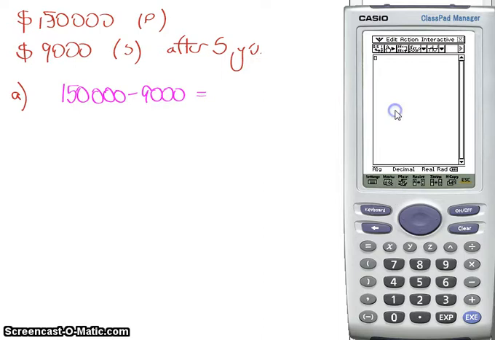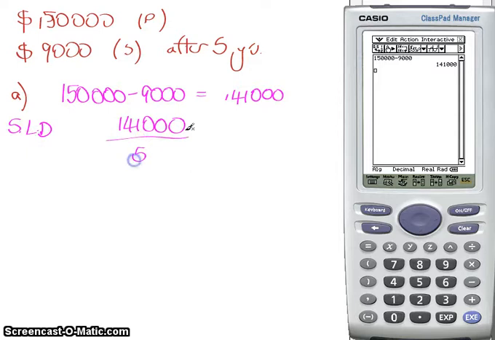Over here in my CAS, that's $141,000. And straight line is, of course, constant, so it's the same amount each year. So to work out the straight line depreciation is going to be the $141,000 divided by 5 years. And I'm going to lose the same amount each year. And what I get there is $28,200. That's how much I lose each year under straight line method.